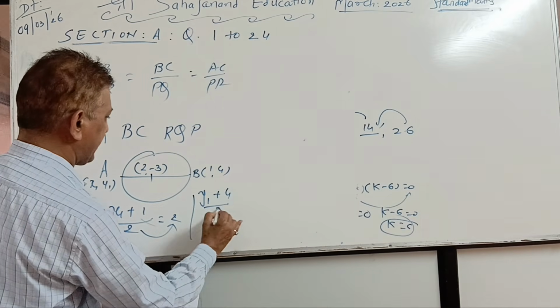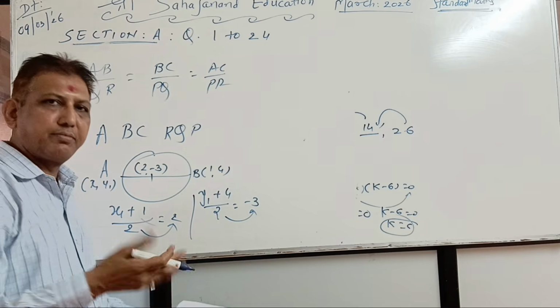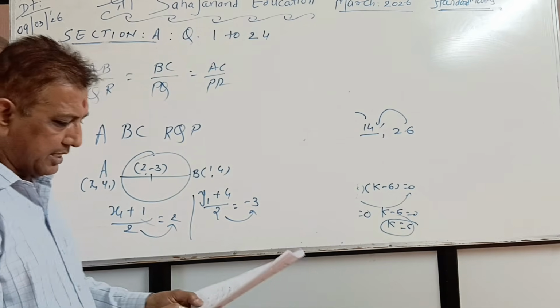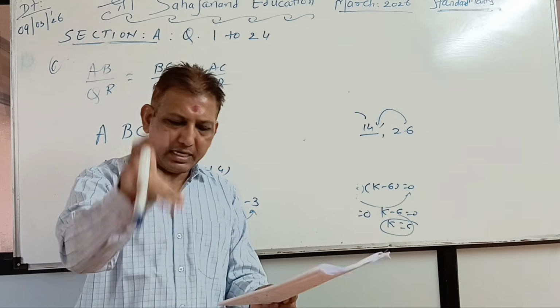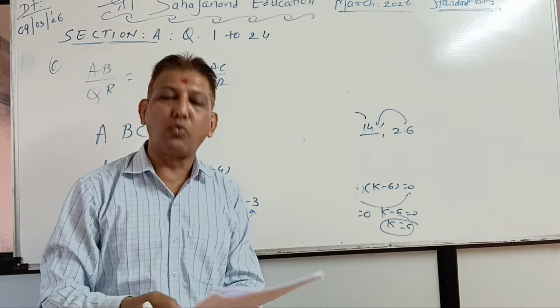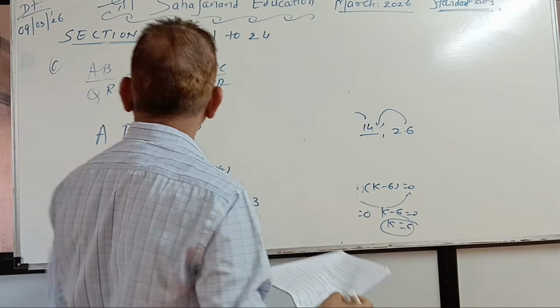Second one, find it here. y1 plus 4 divided by 2 equal to minus 3, so y1 plus 4 equals minus 6. Take 4 to the right side, minus 10. So 3, minus 10. Okay, 8th number is our textbook question. Already given. Answer is 2.